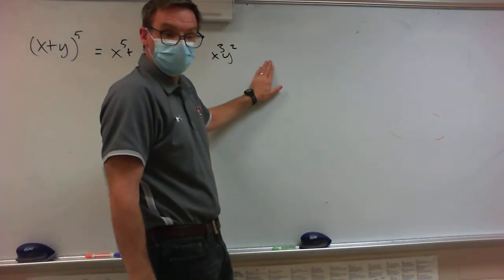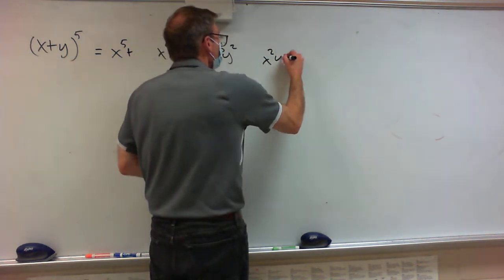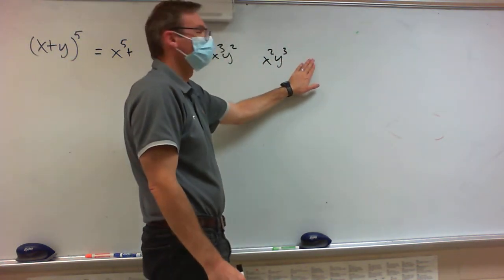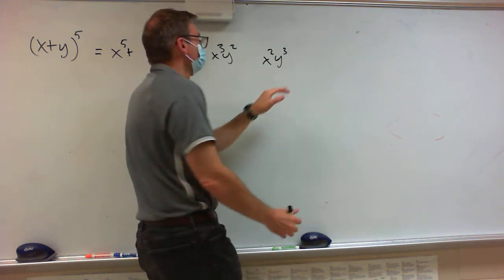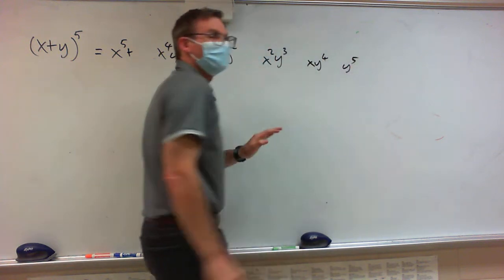What goes here? x squared, y cubed. What goes here? x, y to the fourth. And then I get a y to the fifth.